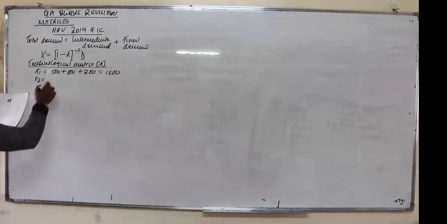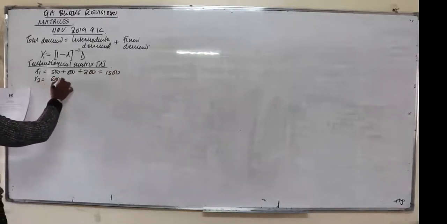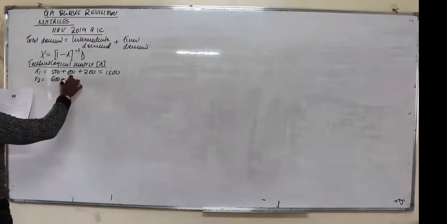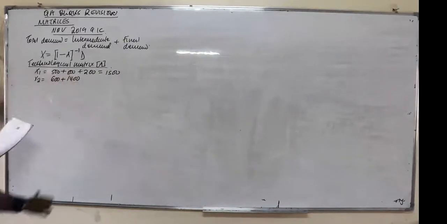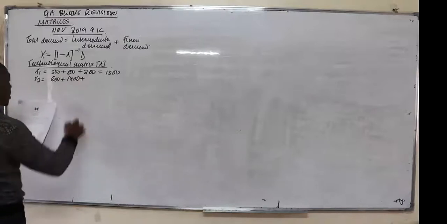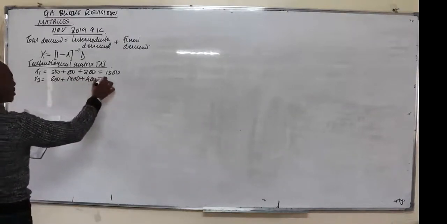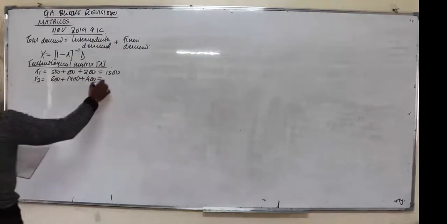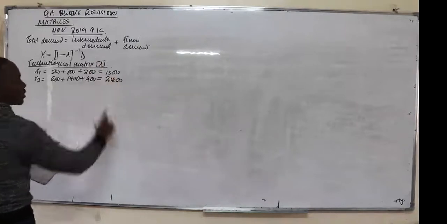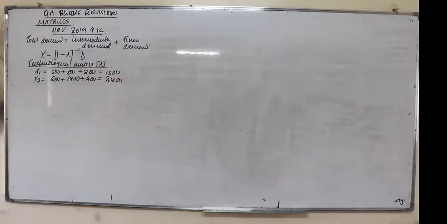Then for X2, X1 is 600 plus from X2 is 1400. You get the intermediate demand. Then you add 400, the final demand. So that is 2400. So how do you convert that into a technological matrix?